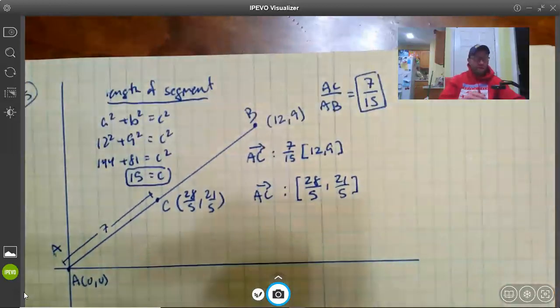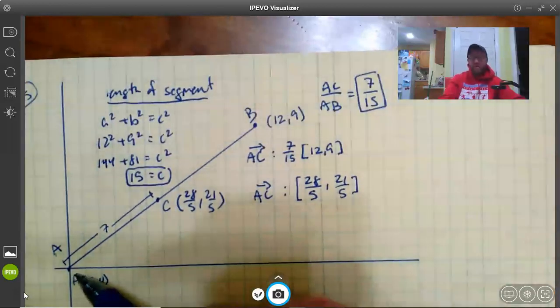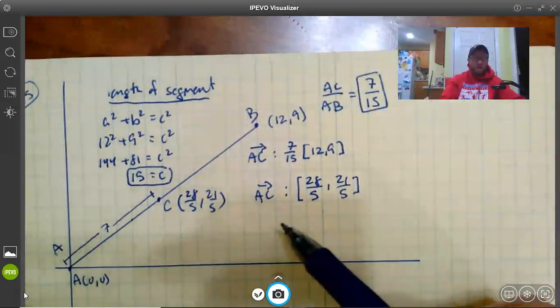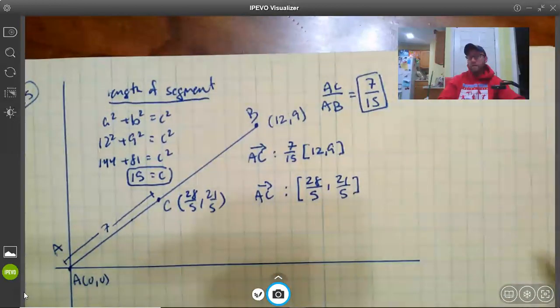Now, if this wasn't starting at the (0, 0) here, then we could have also just written a pair of parametric equations and plugged that fraction in for our t value. We've done that before.